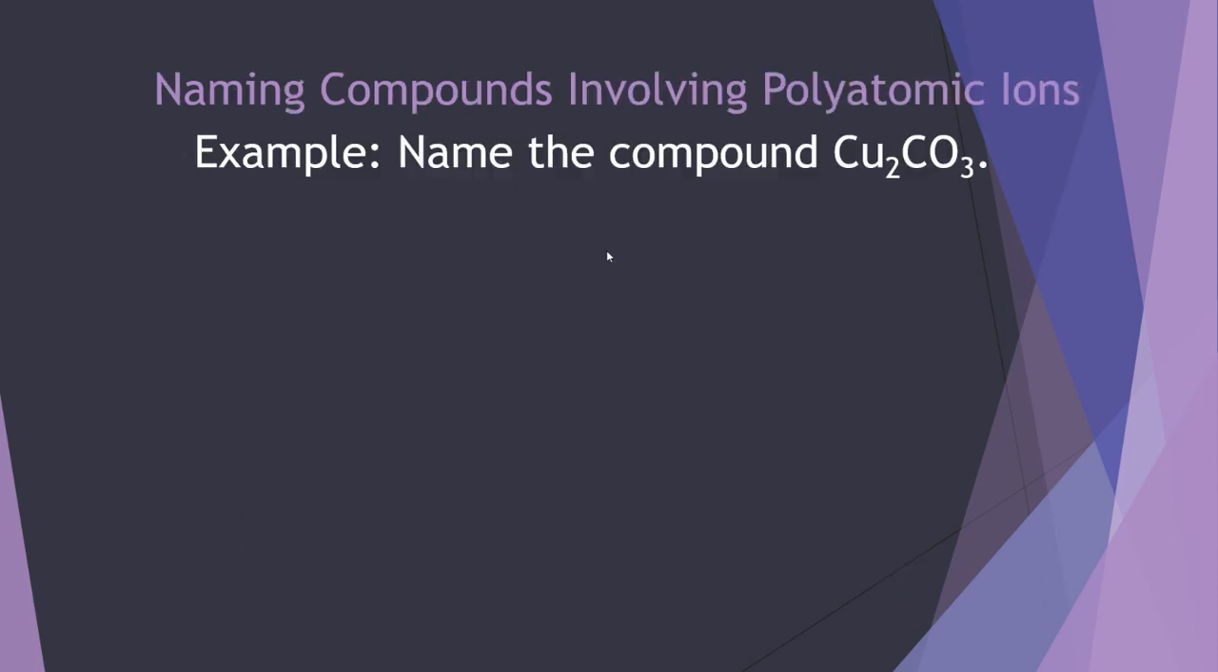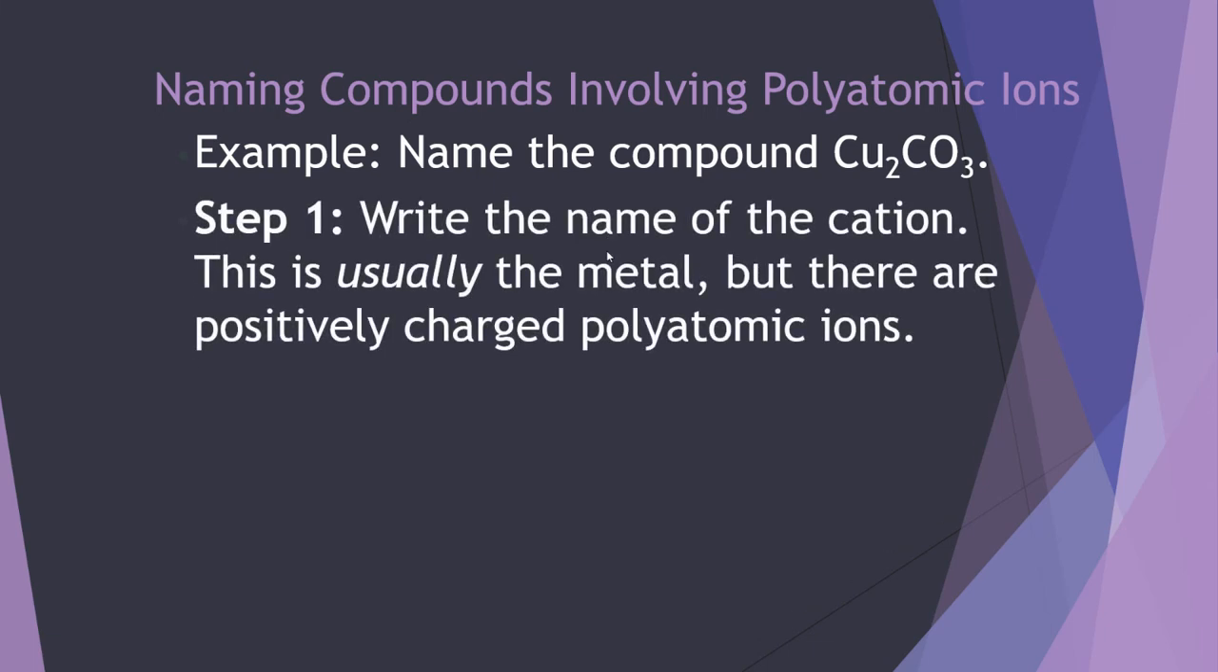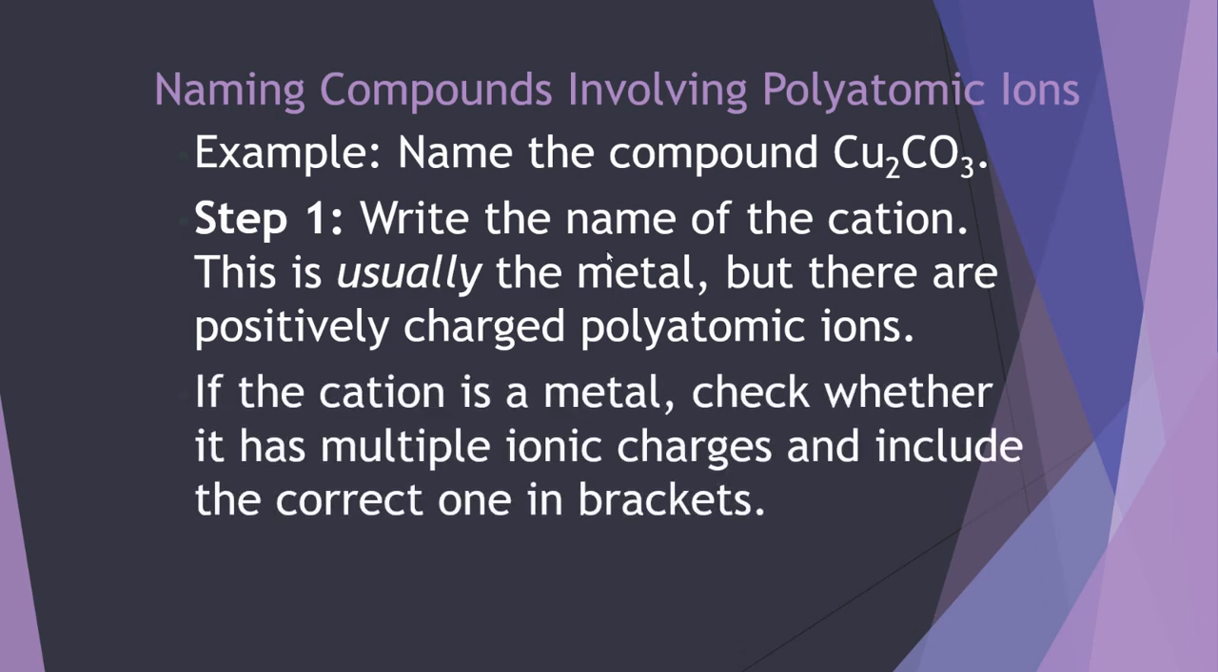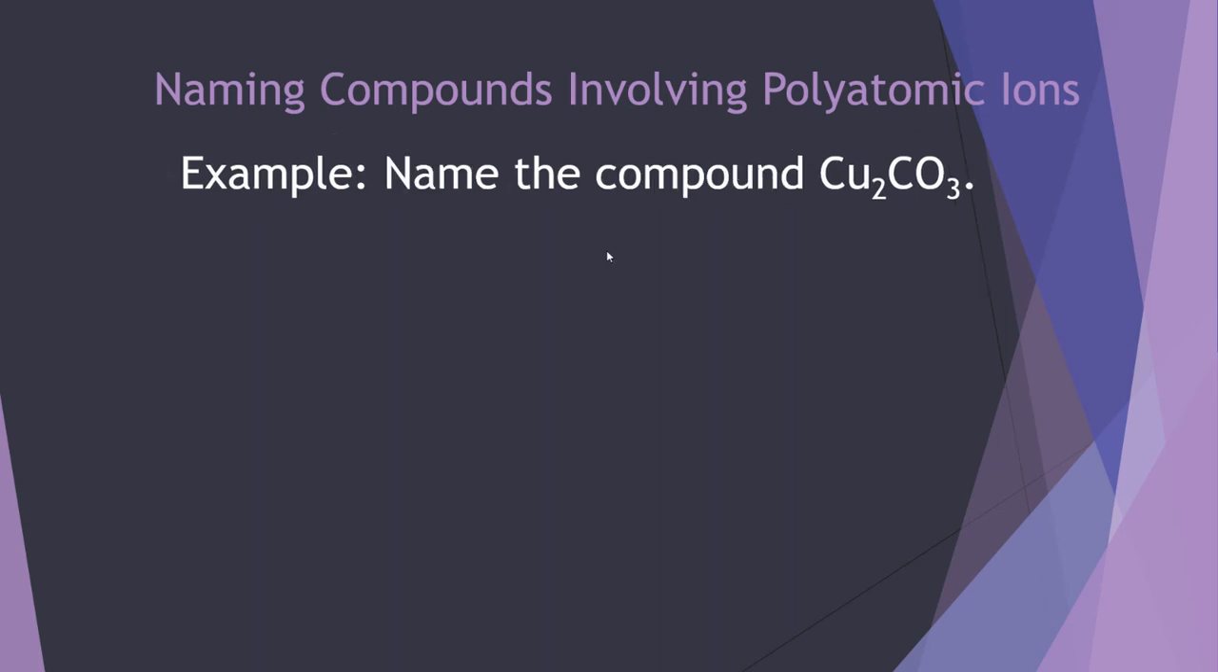All right, naming compounds involving polyatomic ions. Example, name the compound Cu2CO3. Step 1, write the name of the cation. This is usually the metal, but there are positively charged polyatomic ions. Does anybody happen to remember which one is positively charged that we had to memorize? If the cation is a metal, check whether it has multiple ionic charges and include the correct one in brackets. So name the compound Cu2CO3.